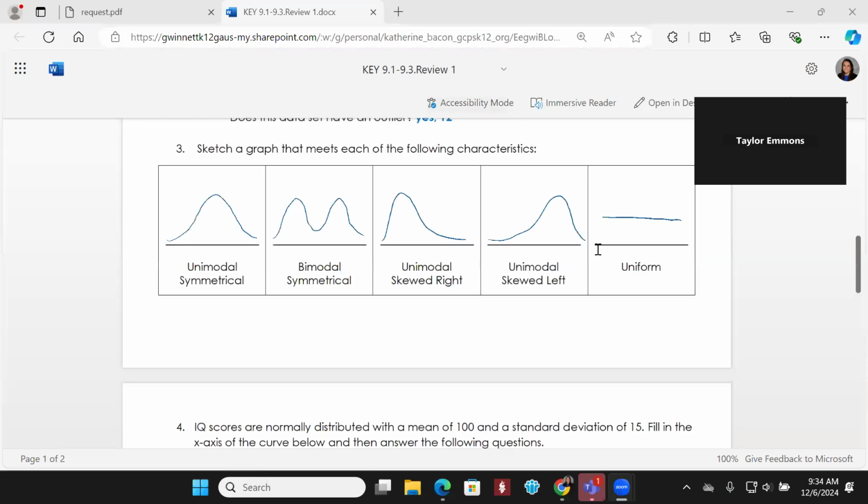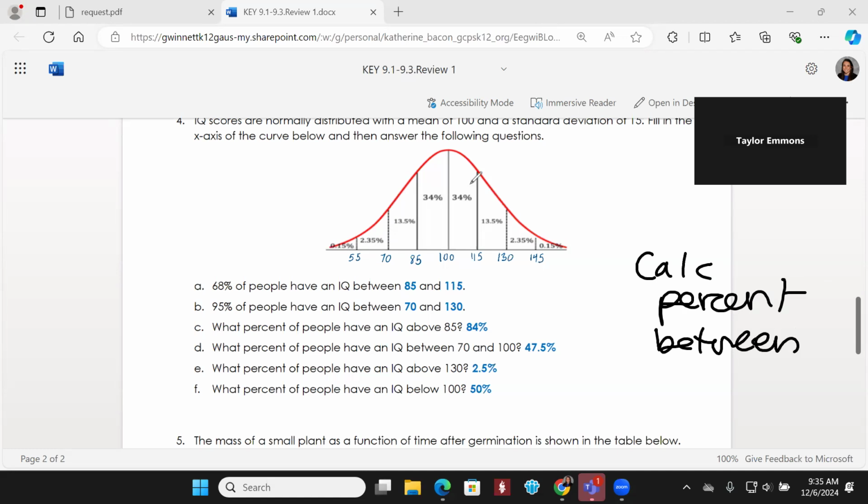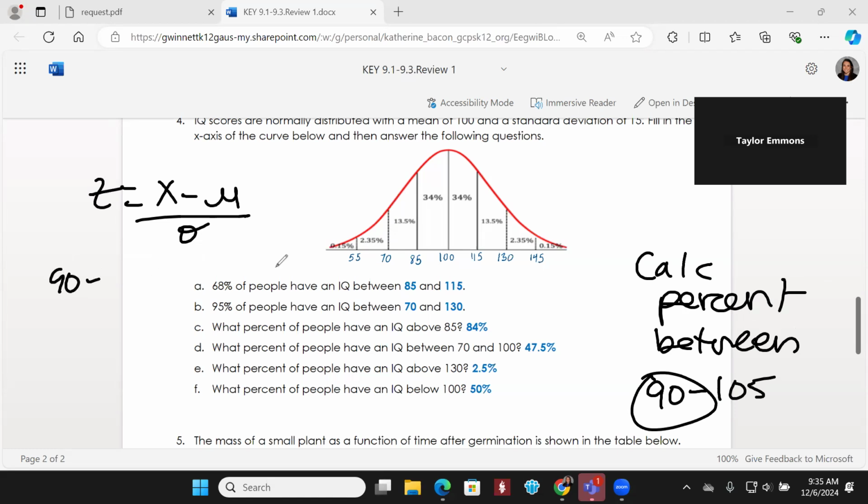Quick, coming back up to, let's say this one. If you were given something like calculate the percentage between 90 to 105, you're going to have to use the z-score formula. So remember, that's this one. Deep breath. Take your point, 90. Subtract your mean, 100. Divide by your standard deviation, which is 15. Tell me what you get.